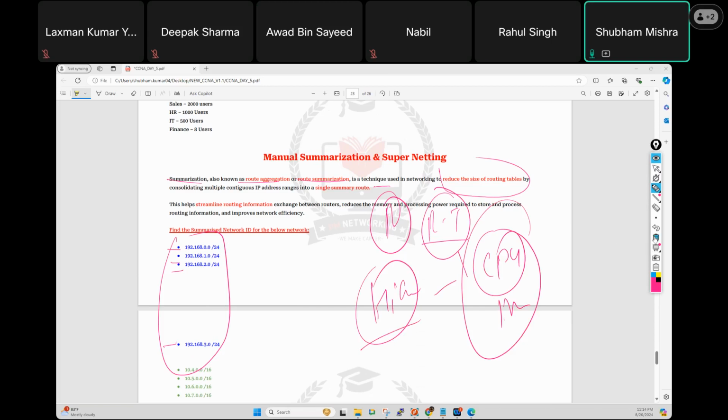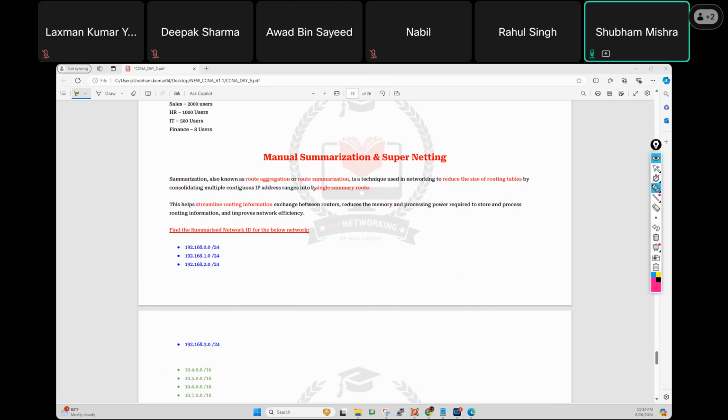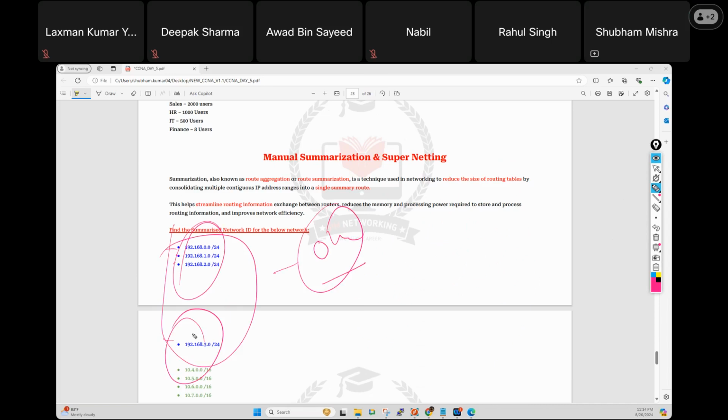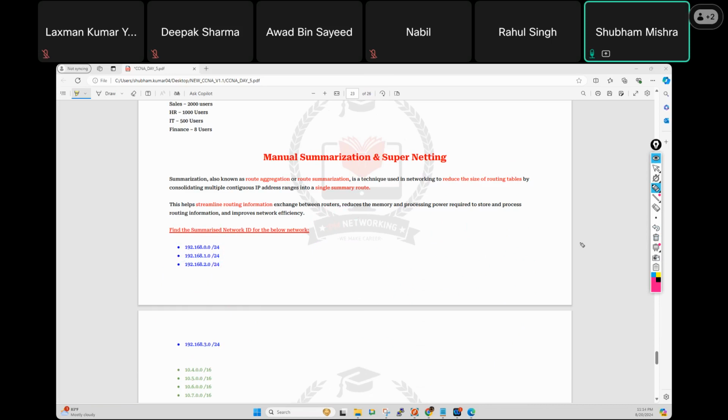So to avoid these things, we have the concept of manual summarization. Instead of all the 4 networks, we can include only one network that covers all the 4. This is called manual summarization. I hope you understand manual summarization. So we can use 192.168.0.0/21 for all 4 networks. Is it correct? Are you sure?